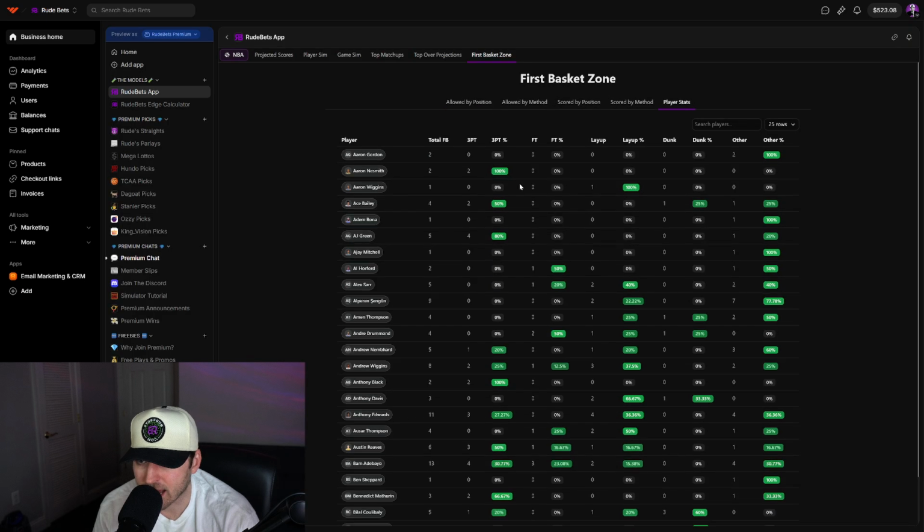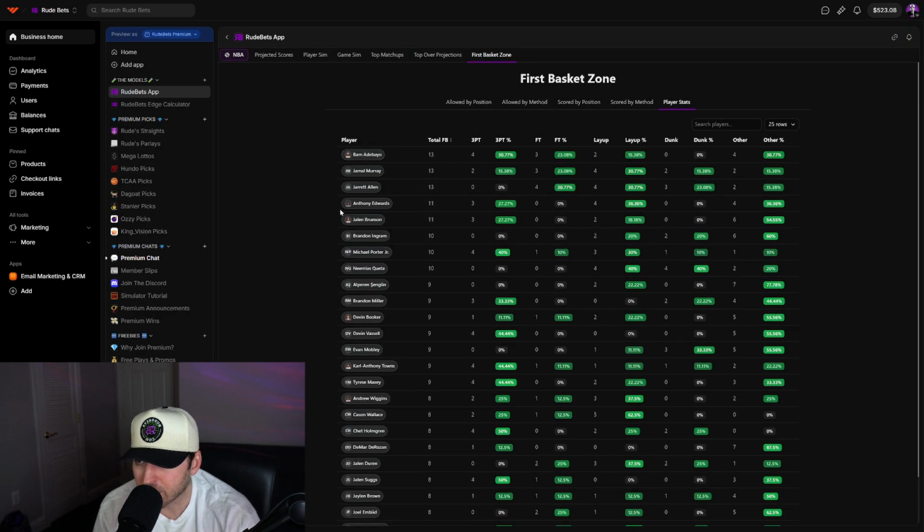We'll start with the player stats. So this one is just going to be all the different players that have scored a first basket this year. And you can see the number one guy, well, a tie between Bam and Jamal Murray and Jarrett Allen, all at 13 first baskets made. And then you can see the types that they've made too. So you can see, okay, Bam's made 13 first baskets. 4 of them have been threes, 3 free throws, 2 layups, 4 others. So you can see his 2 most common are 3-pointers at 30% and others at 30%.